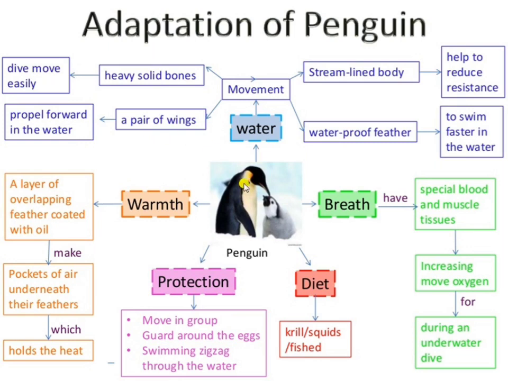It has a white color in front and black at the back. The white color merges well with the snow covered background. Then it has a thick skin with a lot of fat underneath that protects it from extreme cold. They have solid bones so they can easily dive and move in the water.